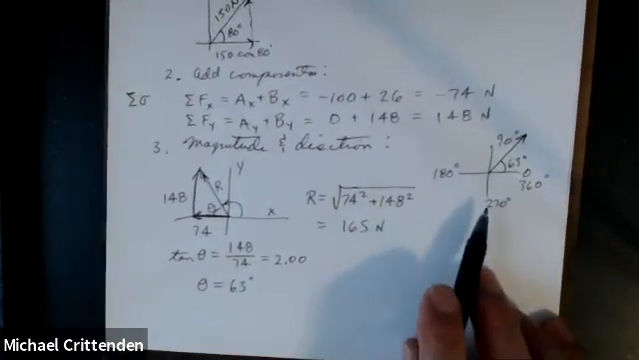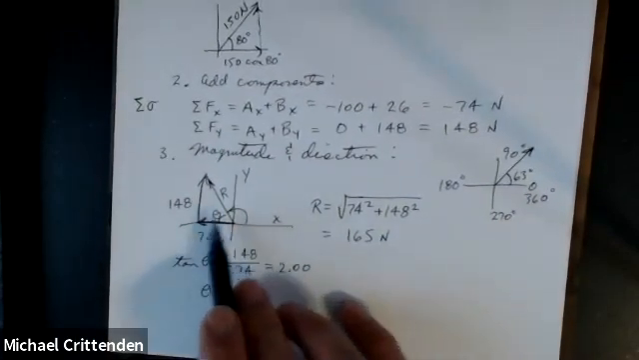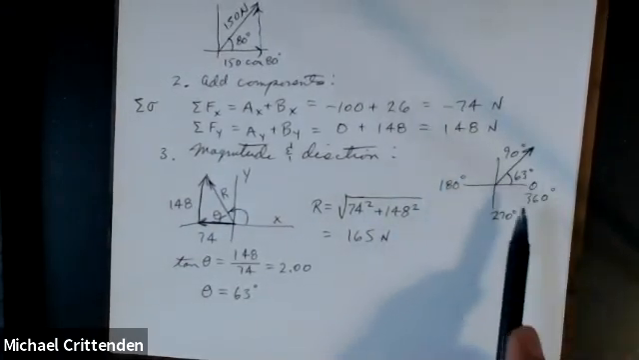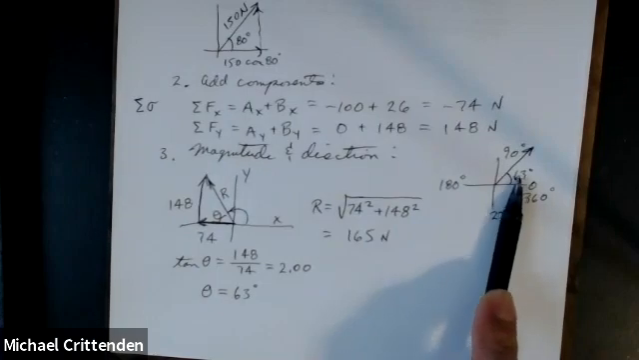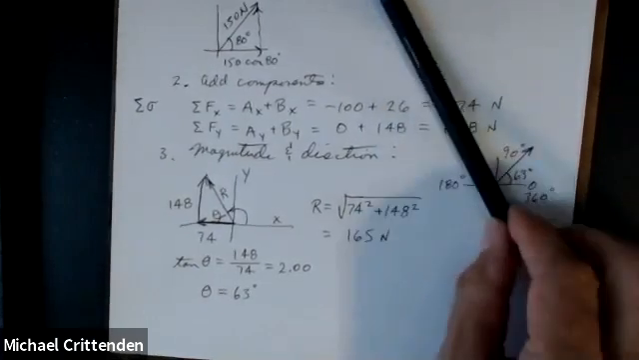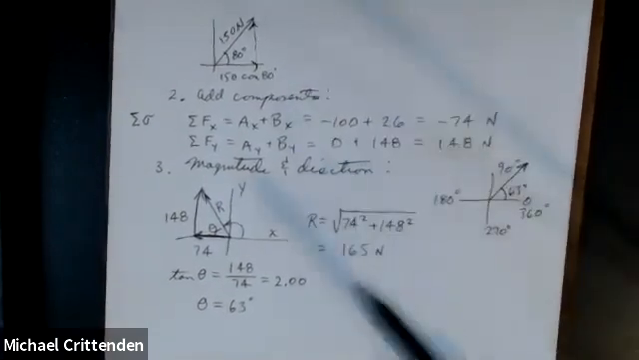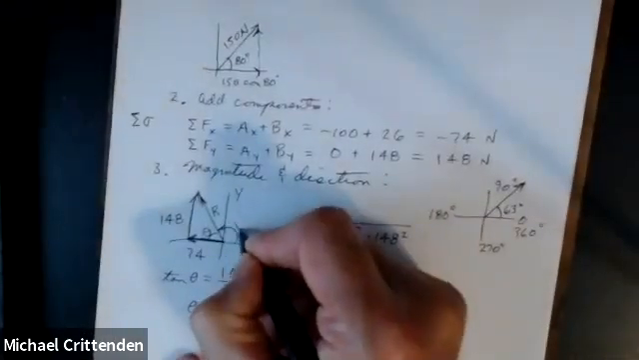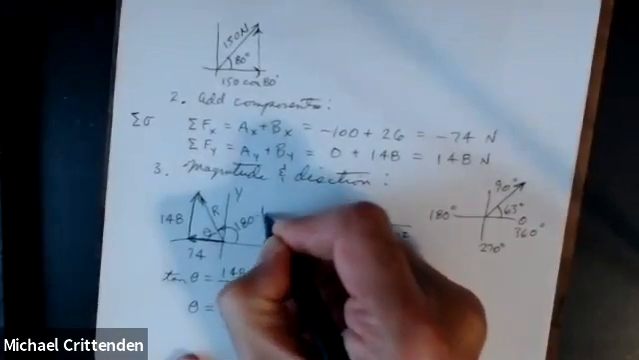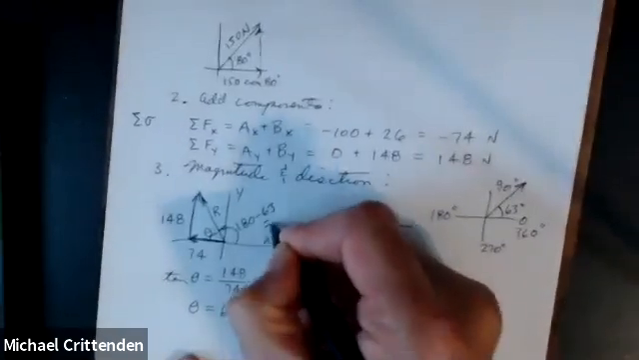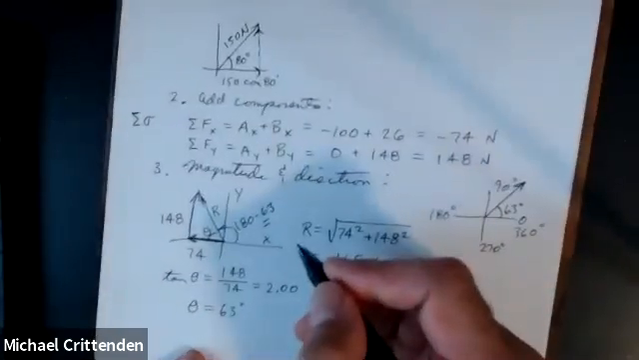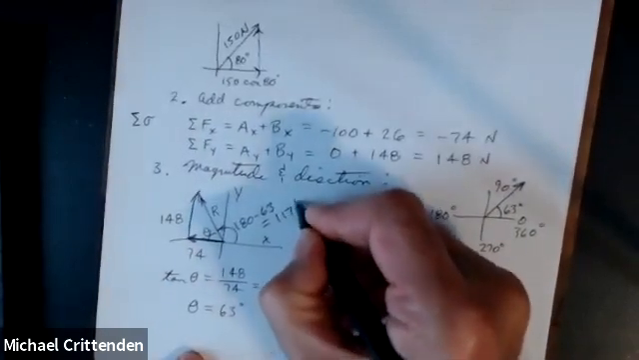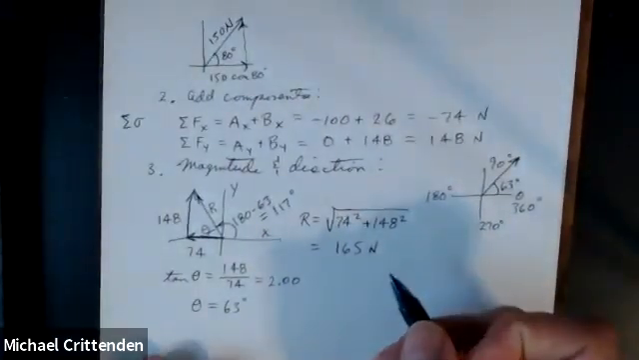Like I said, the conventional way of describing things is that 63 degrees would be a first quadrant angle. If you're over in here somewhere, it should be more than 90 degrees. So to get this, 180 minus 63 is 117. Okay.